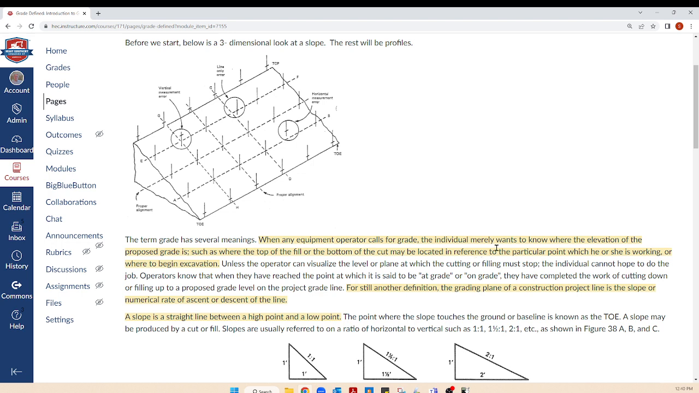And you went through an exercise, I think, having to use a hand level and determine whether it was cut or fill and how much. I haven't had a chance to grade that yet, but we'll see, and we can go back over it if you had trouble. So that's what we're doing when we're calling for grade. Unless the operator can visualize the level or plane at which the cutting or filling must stop, the individual cannot hope to do the job. So he's got to have a pretty good idea of how much dirt he needs to bring in, for instance, or how much dirt he needs to take out.